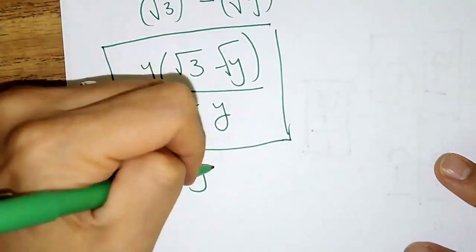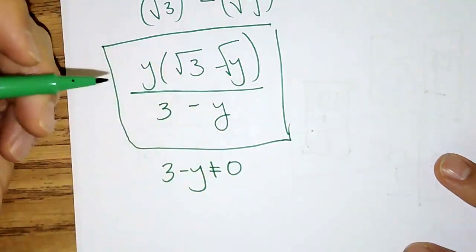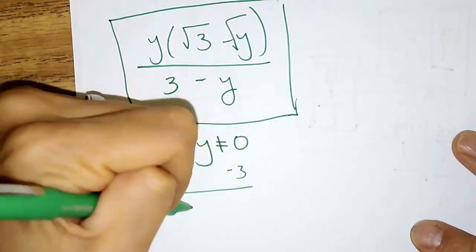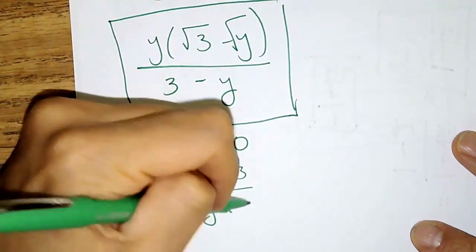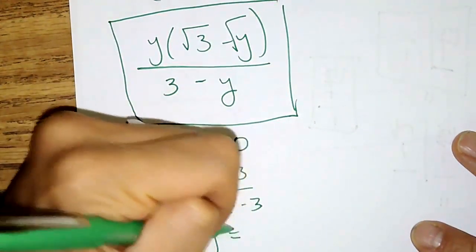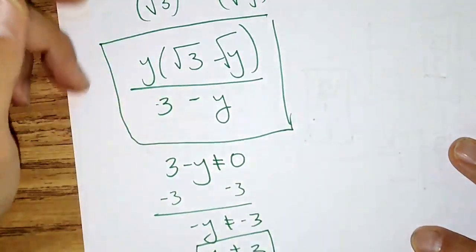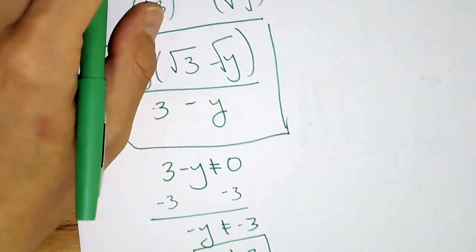In order to find the restriction, the denominator cannot equal 0. So I subtract 3 on both sides. Negative y cannot be negative 3. Y cannot be 3, right? Because then 3 minus 3 would be 0. All right?